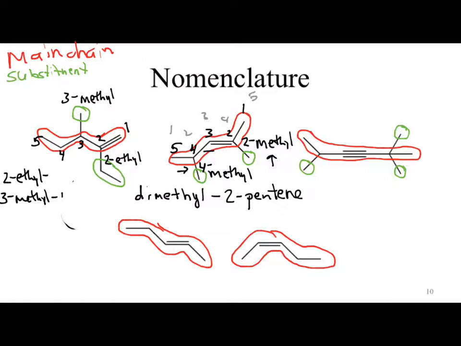Dimethyl. We need to specify where both those methyls are located. That's going to require a number, so we'll do a dash. We've got one at position 4 and position 2. 2,4-dimethyl-2-pentene. Make sense? Okay, I guess I'll go ahead and do that next one.